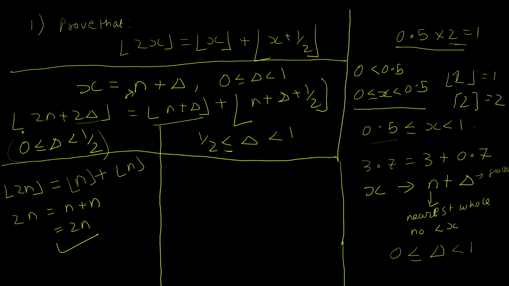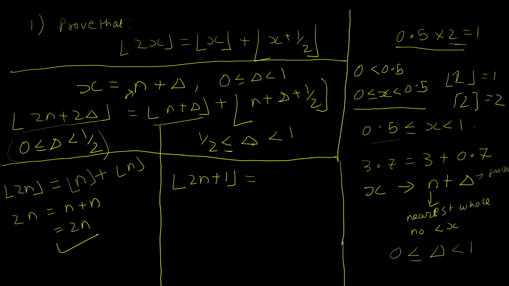So looking into this expression here, since my delta is now more than a half, 2 times delta will be at least 1. So in this case, the floor would jump. The floor would be the floor of 2n plus 1. The idea is 2 times delta for a value more than half would add a 1. And then this would be equal to what happens in this case.